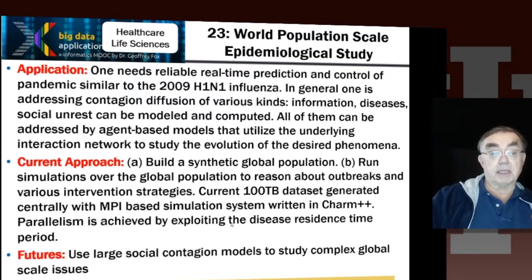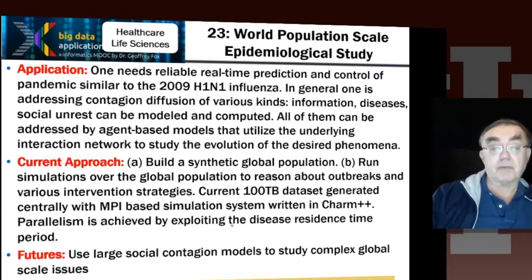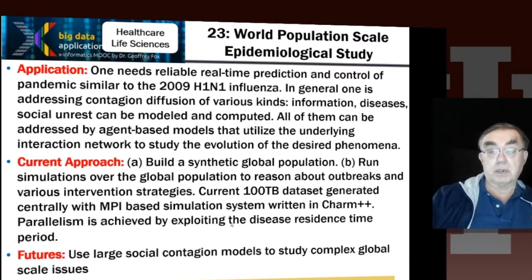This is a 100 terabyte data set generated for this global population. It is actually a high performance computing application currently with MPI and an important piece of software from Illinois called Charm++. And the parallelism is possible because of the fact that diseases take time to act, and they are intending to extend the use of this type of idea to other examples, which we'll see in the following use case.